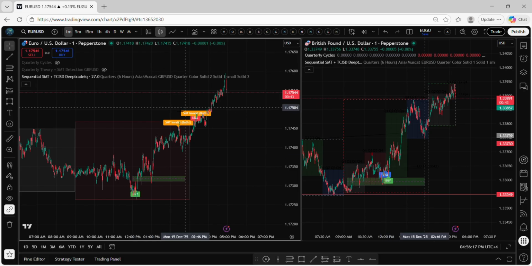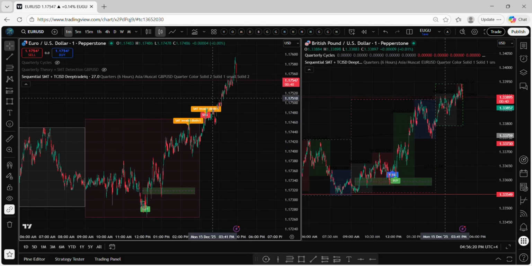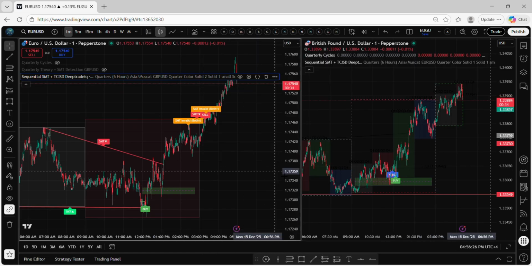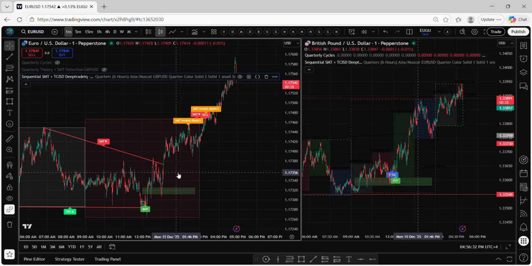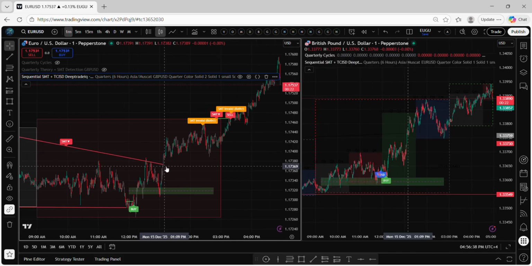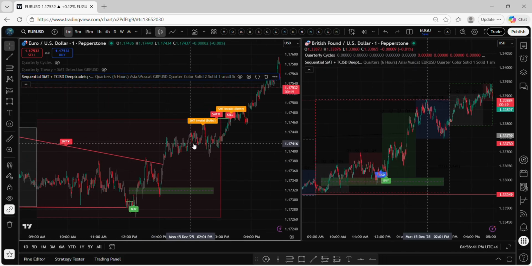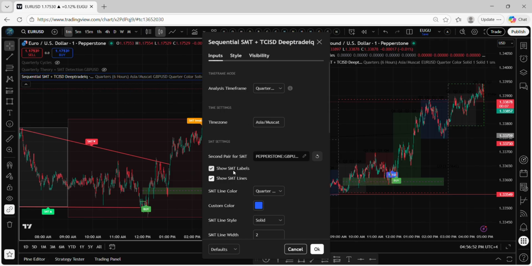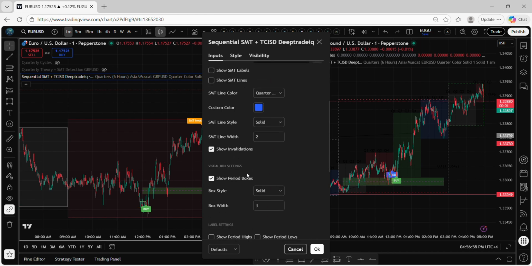Okay, for invalidations, before we have an SMT, here is show SMT label and line, we can check. You see here SMT happens when GBP Q2 takes Q1 high or breached, but Euro USD didn't. Our condition for entry wasn't met there, and an invalidation happened. How the Euro USD also takes the high, so this invalidation label also appears on this one, for avoiding any mistake of trade.